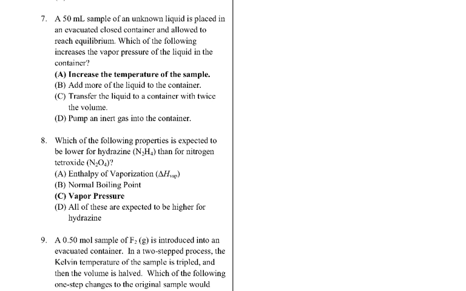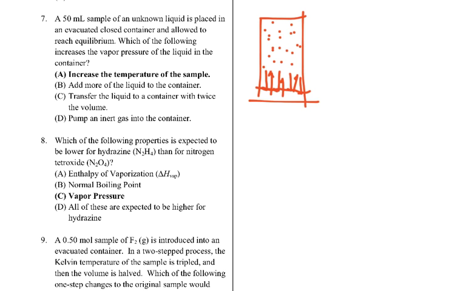reach equilibrium. Which of the following increases the vapor pressure of the liquid in the container? So we're saying we have a closed container, we have some liquid. That liquid is going to leave, become vapor. And because it's a closed container, those vapor particles are going to turn back into liquid. So you're going to end up with a certain pressure, which we're going to call the vapor pressure. So which of the following increases the vapor pressure?